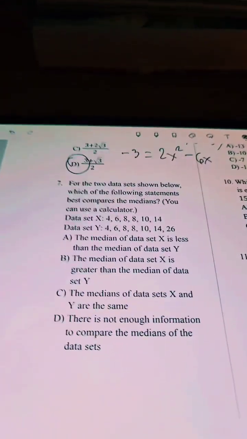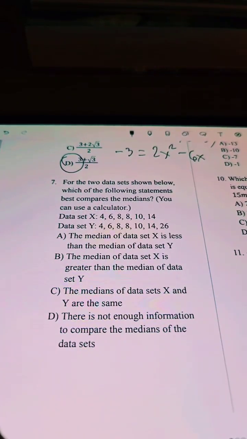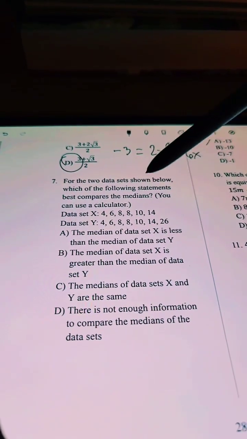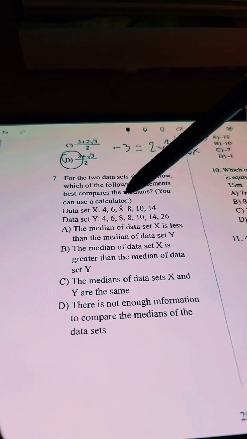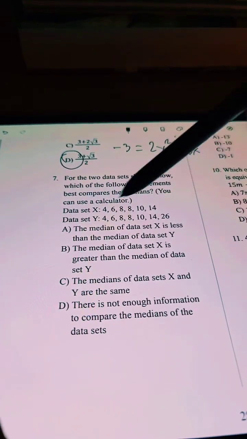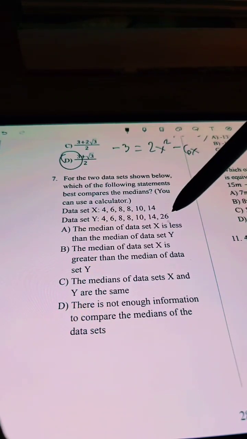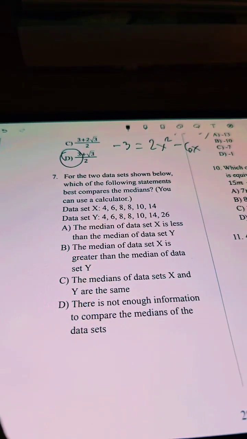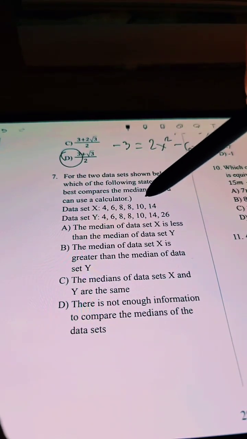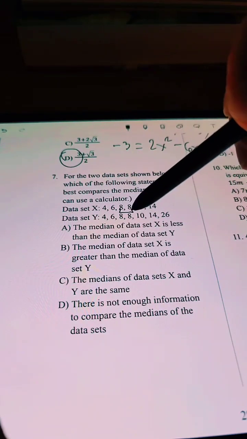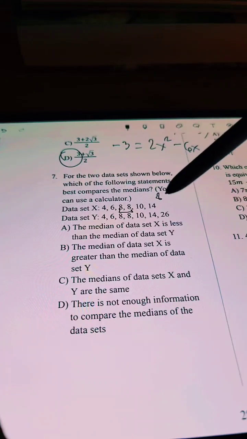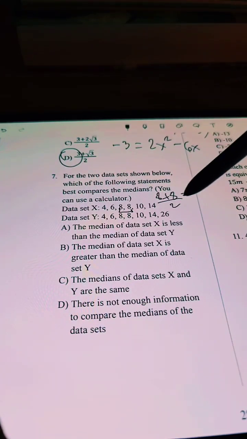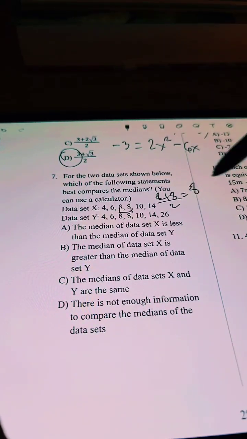So let's go to number 7 now. So we have 2 data sets and we want to compare the medians of these data sets. Every single data point is the same except in data set Y we have a 26 added on. So let's think what's the median of each. Well, the median for the first one is just going to be, we have 2 middle numbers, so we take the average of them. We do 8 plus 8 divided by 2, so that's 16 over 2, which is just 8.